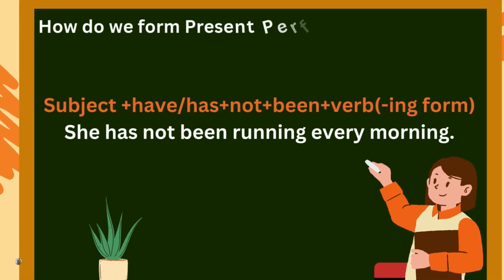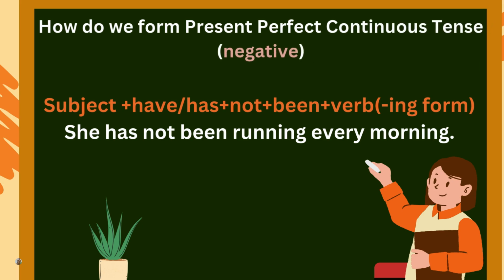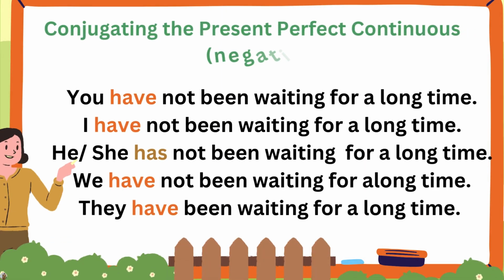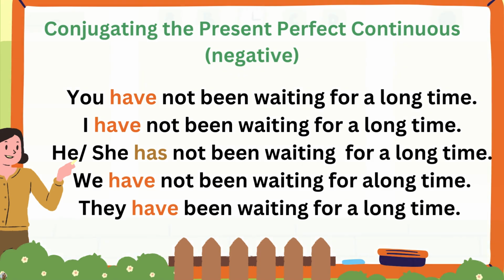How do we form present perfect continuous tense negative? Subject plus has or have plus not plus been plus verb and ing form. An example is she has not been running every morning. Conjugating the present perfect continuous negative. Some examples are you have not been waiting for a long time. I have not been waiting for a long time. He or she has not been waiting for a long time. We have not been waiting for a long time. They have not been waiting for a long time.